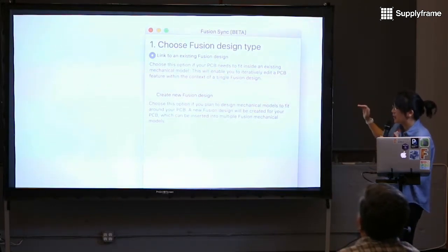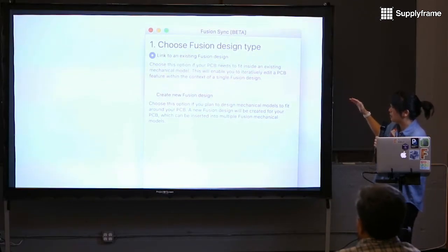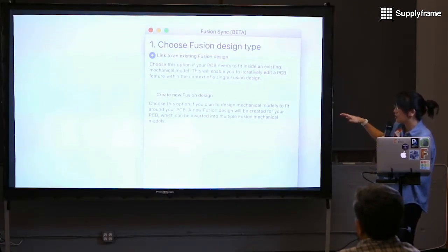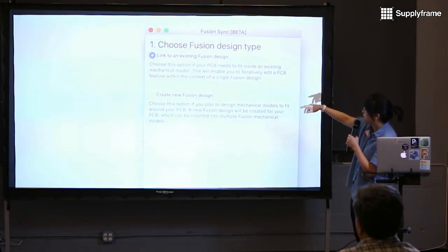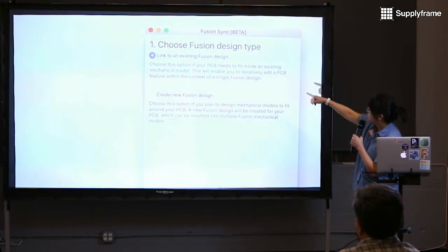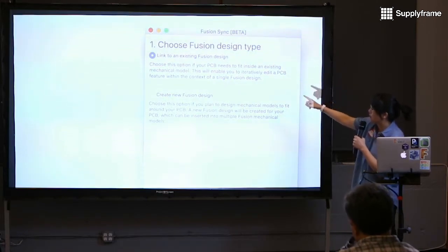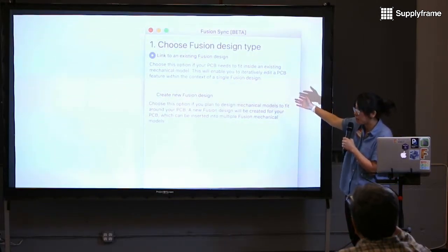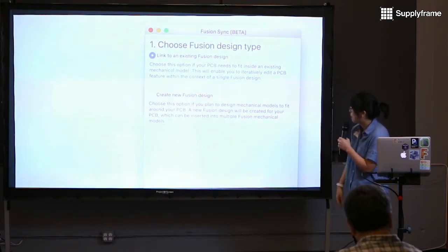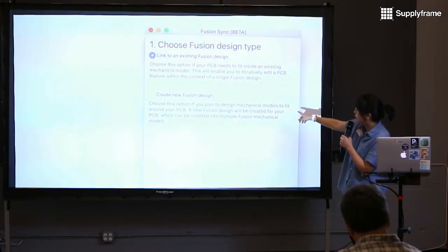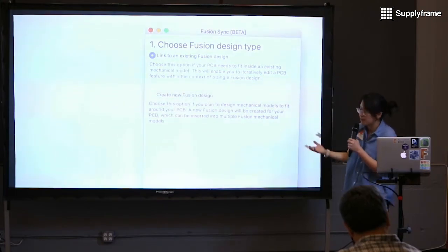But I think in this case, the implications of linking to an existing PCB or creating a new Fusion design are kind of important. Linking to an existing design lets you iteratively edit the PCB in the context of a single Fusion design, so you can't put it in multiple. But if you create a new design, you can put it into multiple Fusion models. But what you're really doing is creating a mechanical model to fit around your PCB.